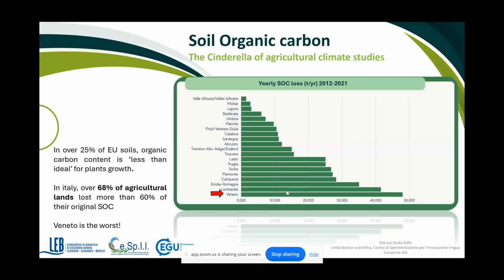One of the things we focus mostly on is soil organic carbon. I put here that it is the Cinderella of agricultural climate studies, mostly because it's a scale at which we don't think of it. When we think about soil organic carbon, we want to work on the field level. When we enlarge the picture in EU soils, really the quality of the soils and organic carbon is not sufficient for plant growth. My region, Veneto, is one of the Italian regions with the highest recorded loss in organic carbon over our territory because of land use change, grazing, and agricultural activities, because of how the history of the landscape evolved.